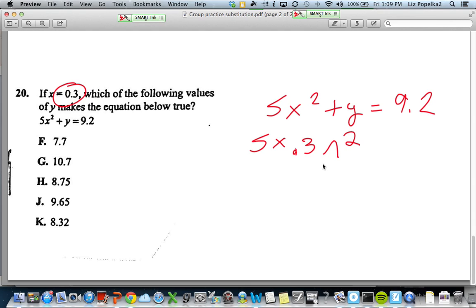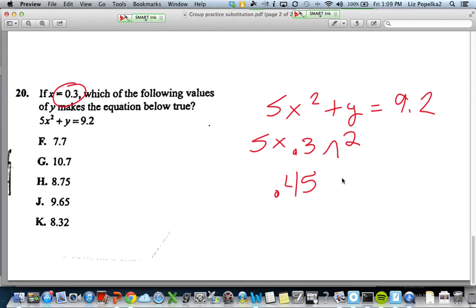If I put that into my calculator, I'm going to give you guys a second to try it on your own too. So if you put it in exactly like this, your calculator will do the order of operations for you. It'll actually do the exponent first, then it'll go back and do the multiplication. So put in your calculator exactly what I have. Don't forget your little caret button. Now, if you put everything into your calculator correctly, you should have gotten 0.45 for this whole 5x squared.